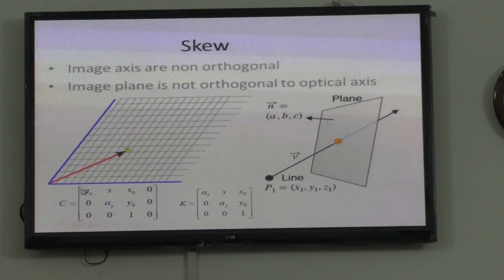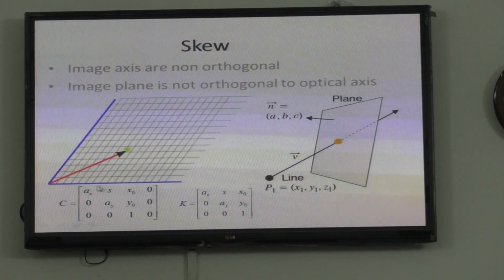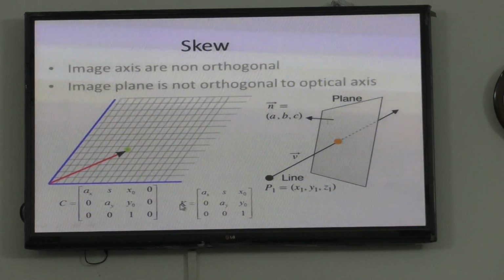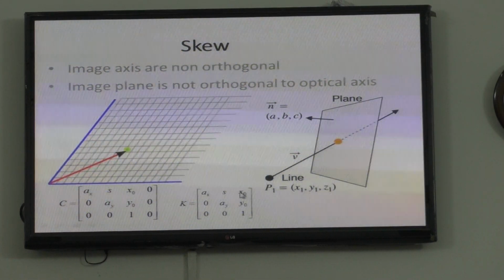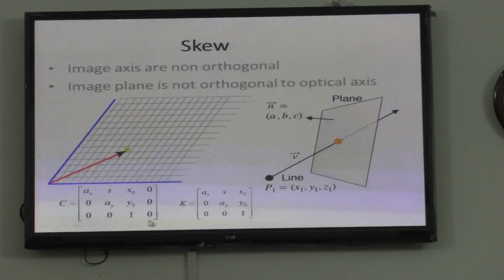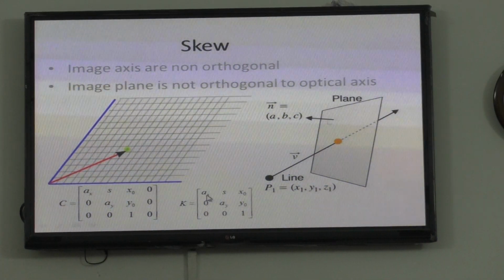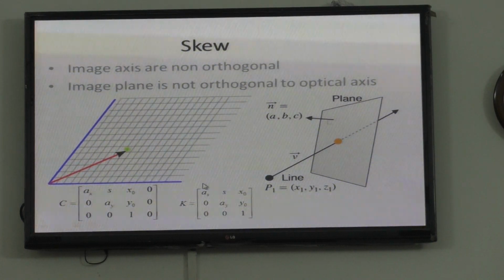Clear? Just remember this 3 by 3 block. This 3 by 3 block is referred to as matrix K, and this is technically called the camera calibration matrix. If you delete the last column from the camera matrix so far, the left 3 by 3 block is denoted by K, and this is somewhat standard. This matrix is called the camera calibration matrix, and it has all the intrinsic parameters of the camera, the internal parameters of the camera. Is that right?